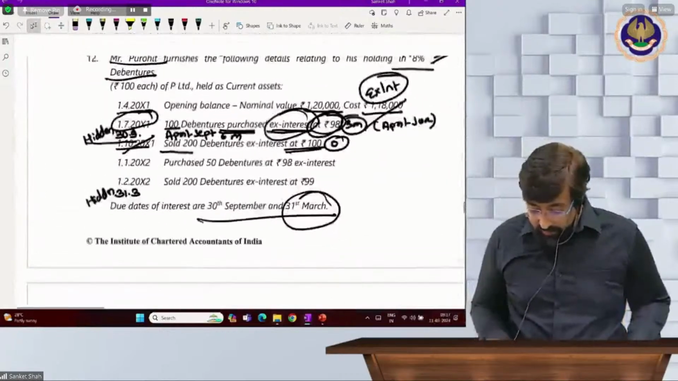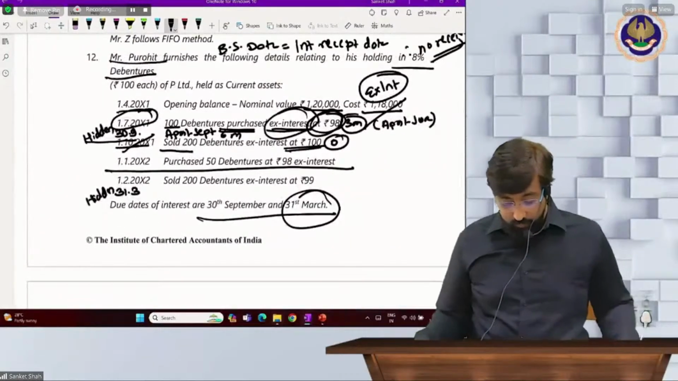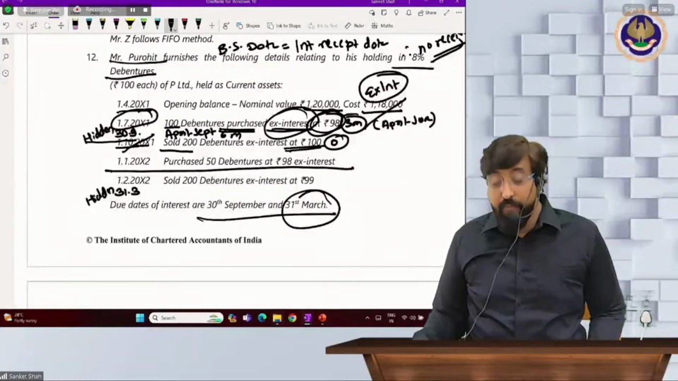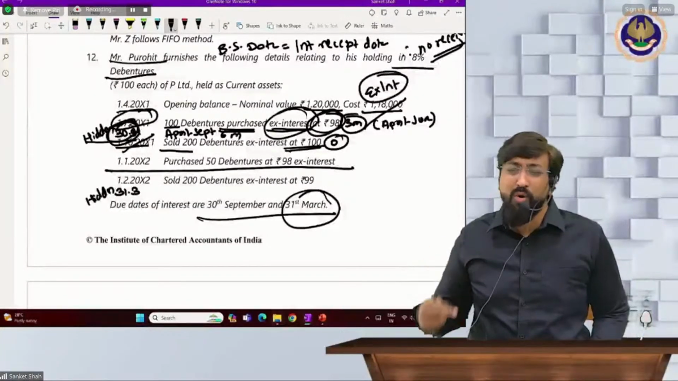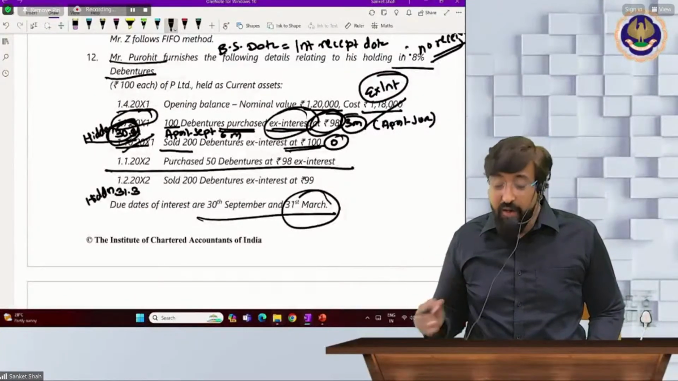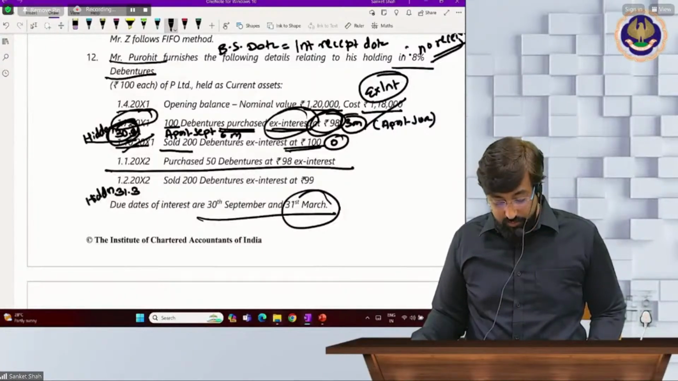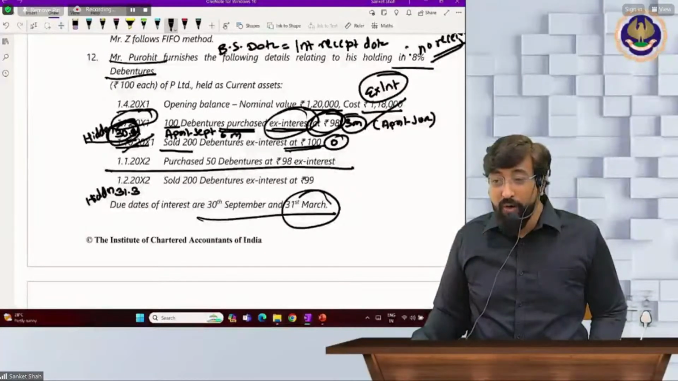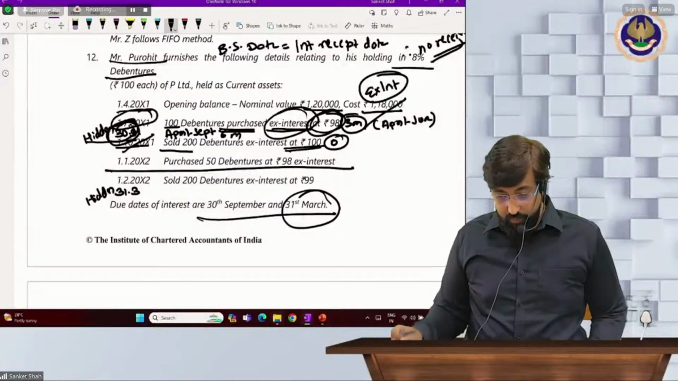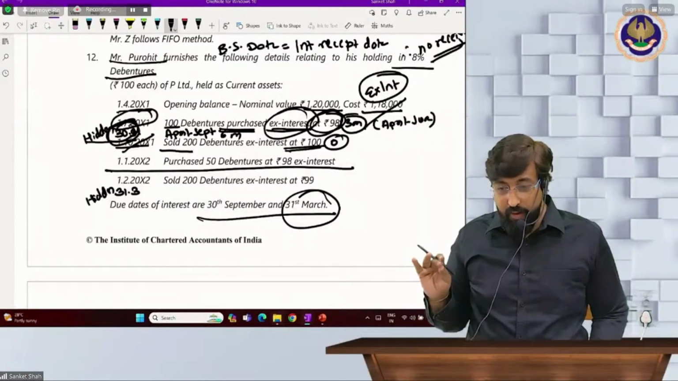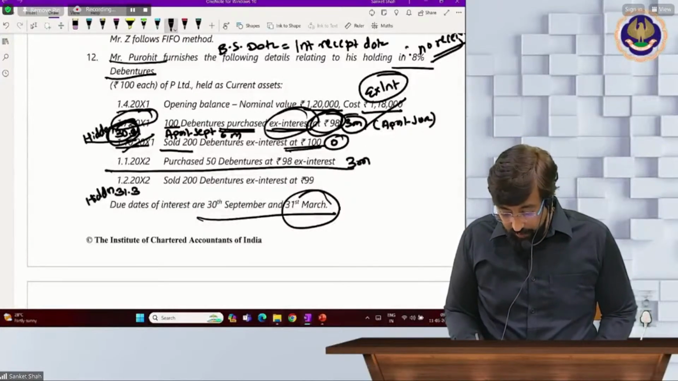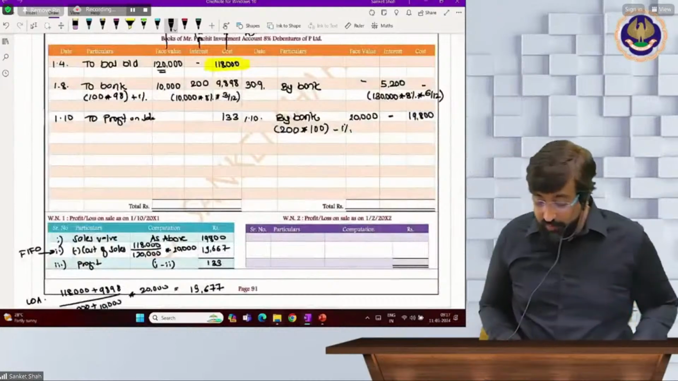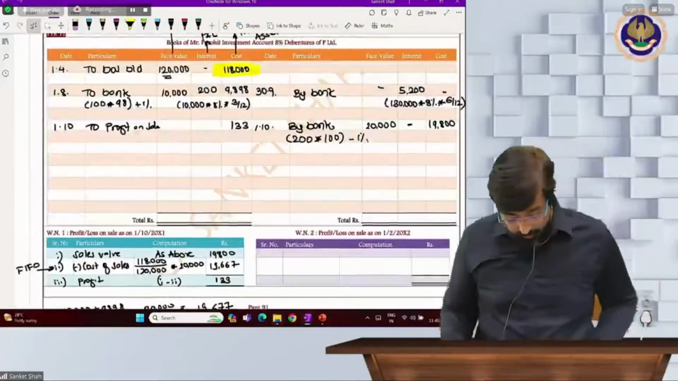Now which is the next date? 1st January. When did I receive the last interest? 30th September. Beta, it is given, September and March. So when did I get the last interest? September. So how many months are over? October, November, December. How many months are over? Three months. You panic too much. You know everything, you just panic.